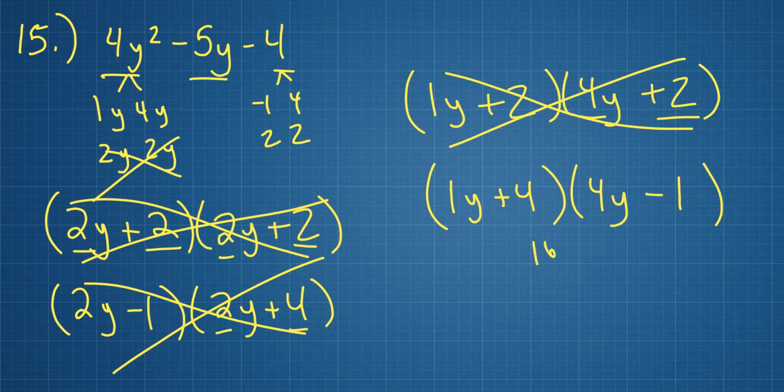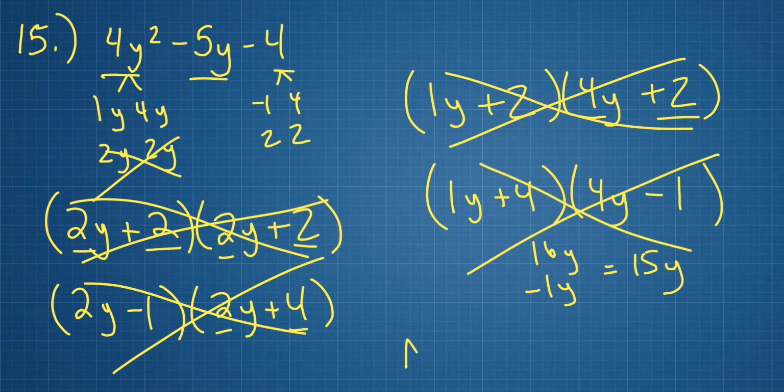The inside gives me 16y. The outside gives me minus 1y. Together, that's 15y. It doesn't work. Now, you could try flipping it, but once again, they're going to have numbers that have stuff in common, and that's just not possible. So we tried all these.